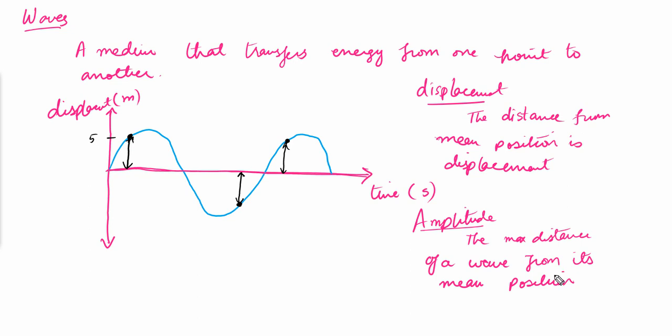That is the amplitude. So my amplitude will be here, this one. This is the maximum point, this is the negative maximum point, this is another maximum point. The distance from the mean position to this point will be my amplitude. So this will be my amplitude. Alright, so these distances will be my amplitudes.